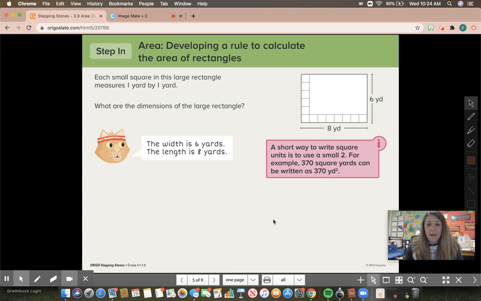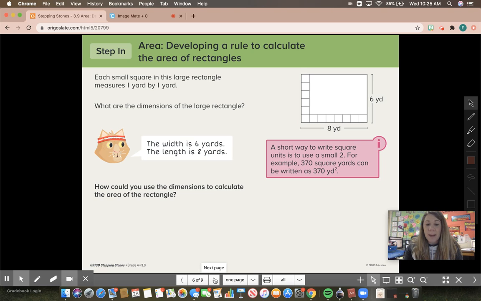A short way to write square units is to use a small 2, just like I had showed you. So in this case, they have YD for yard with that small little 2. That's showing a square yard. To find our area of this shape, we want to know how many of those little squares would fit inside this shape. Instead of counting them one by one, let's use the dimensions to help us.